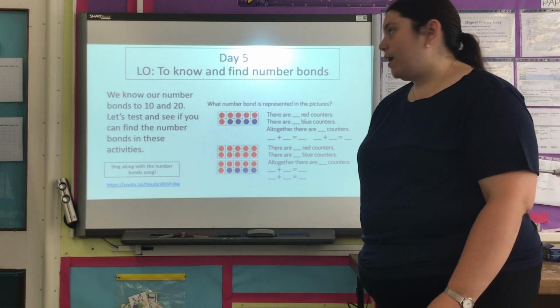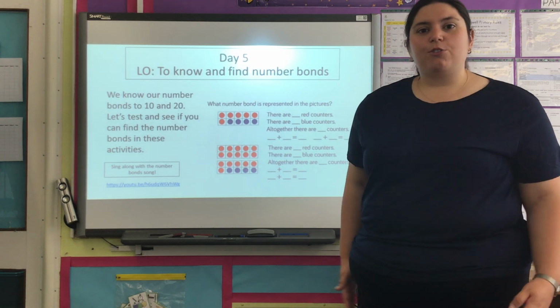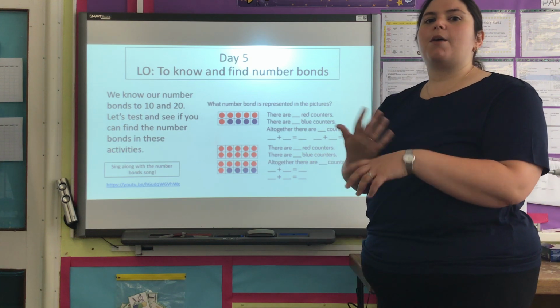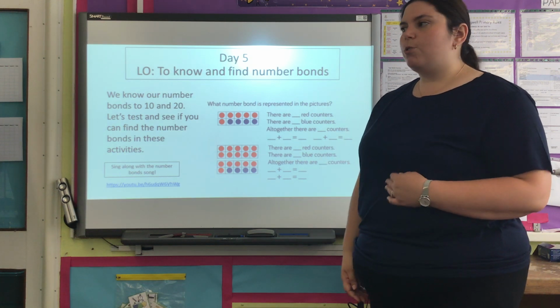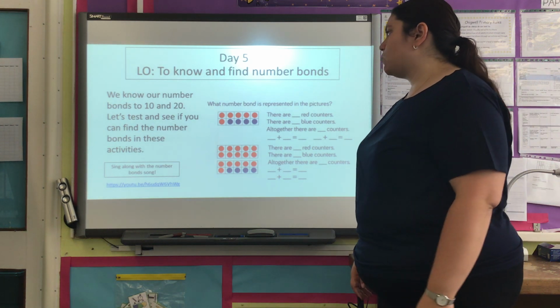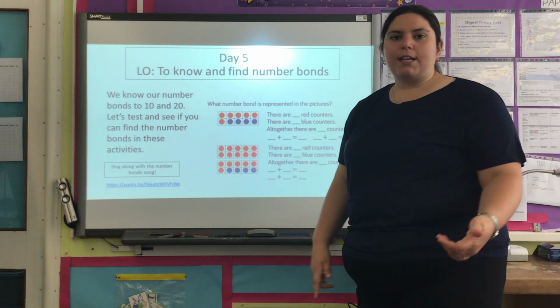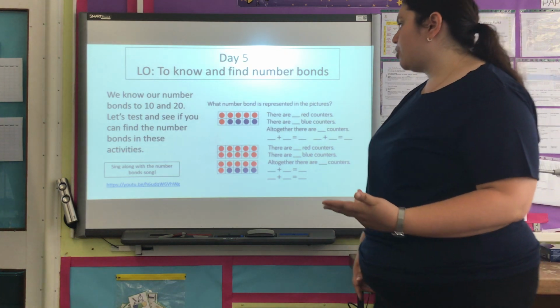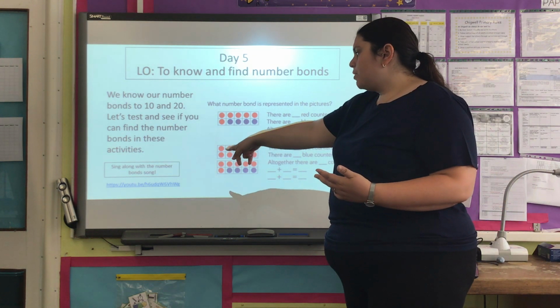Day 5, last day of the week, so we're looking at number bonds. And I know how good you are with number bonds, but I thought we could just start with a bit of a refresher, ready for summer, and you can think about your number bonds over summer holidays as well. So we know our number bonds to 10, we know them to 20, so we should be really good with those. And we've got a song here.